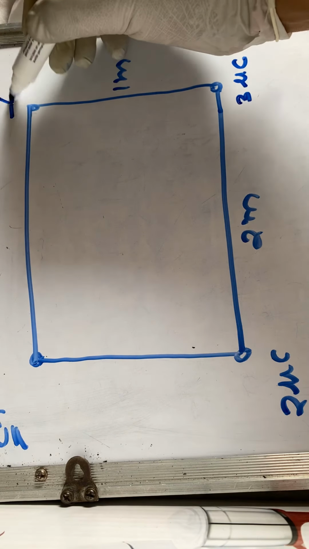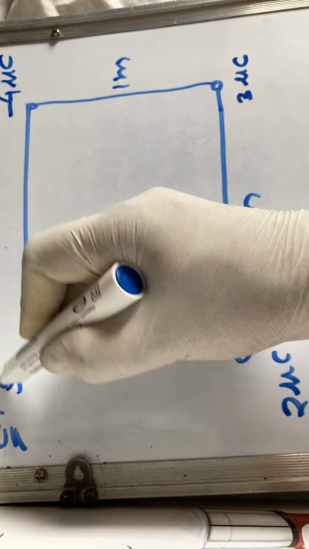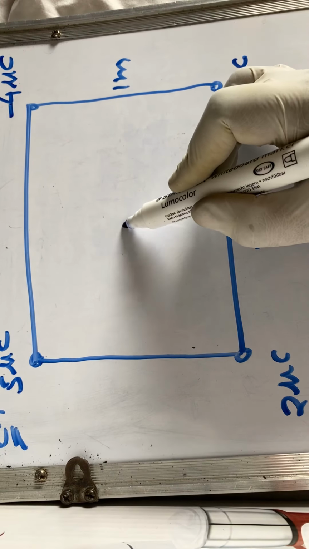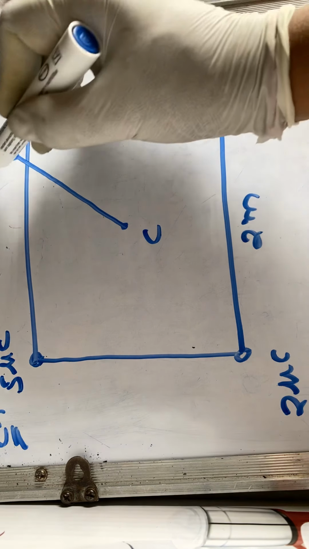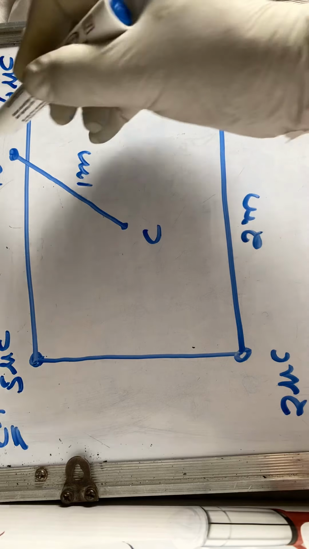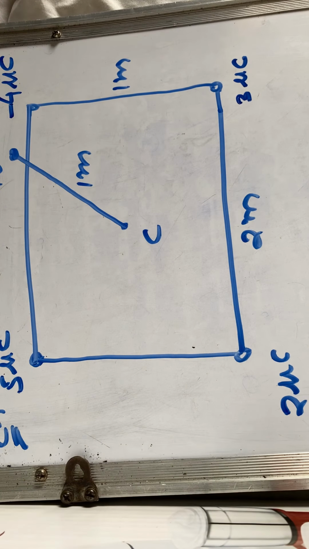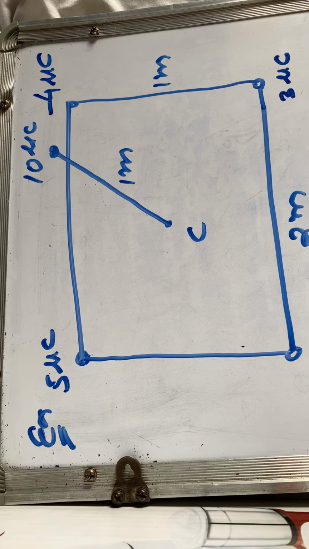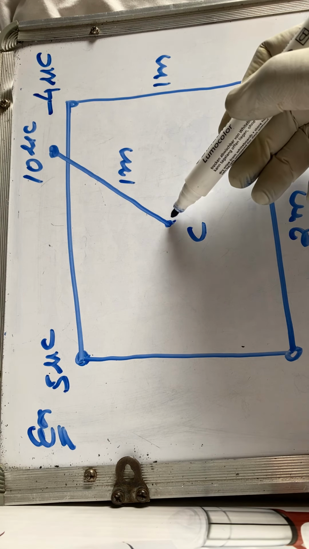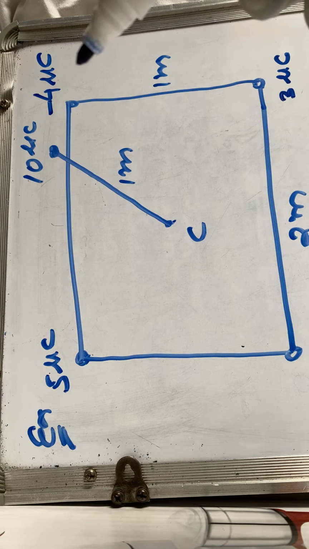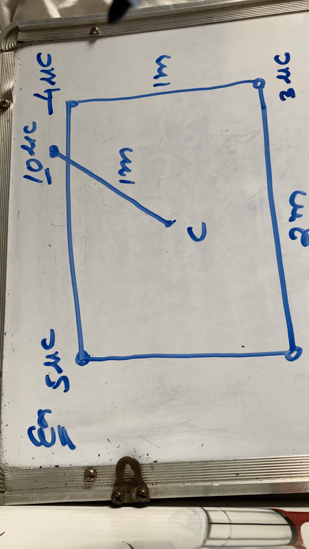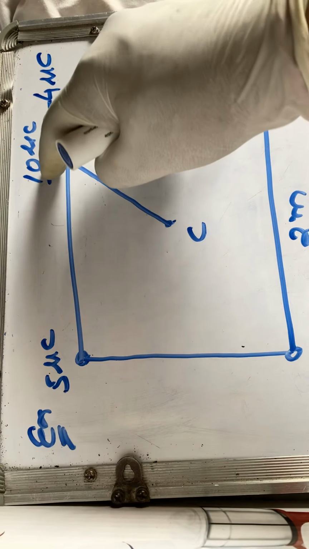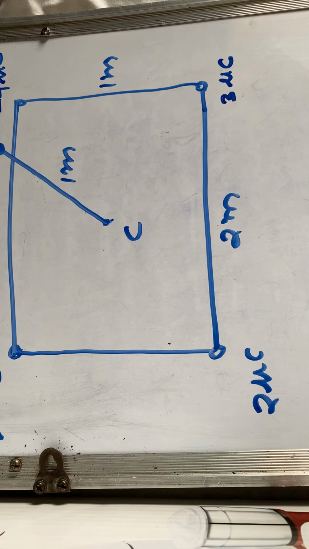This is -4 microcoulomb. This is 5 microcoulomb, and there's one more fifth charge which is perpendicularly away from the center of the rectangle. That fifth charge is of the value 10 microcoulomb, which is perpendicularly away at a distance of 1 meter. Okay, so this 10 microcoulomb charge is perpendicularly away from the center of the rectangle. Now, first, say the question says find the force acting on the 2 microcoulomb charge.